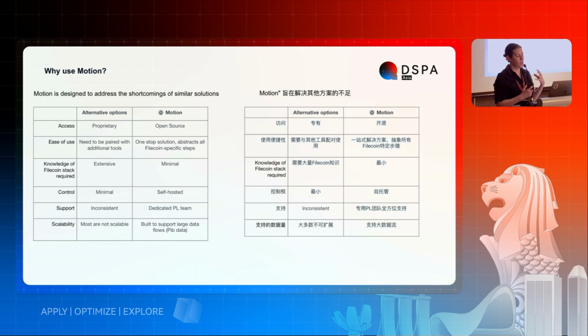On ease of use, with other tools, we found that you have to use other tools around it. The real goal of the Filecoin REST API is to make a very easy to use interface to store and retrieve data from Filecoin. It's a one-stop solution that abstracts all of the Filecoin specifics. You need to have minimal knowledge of the Filecoin stack, but you also have control.